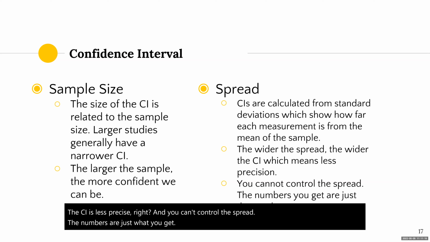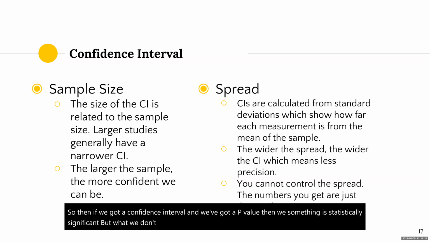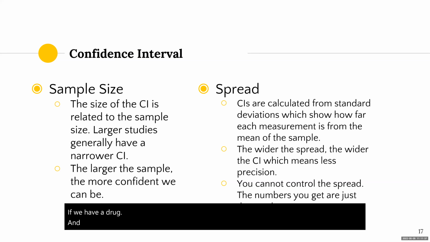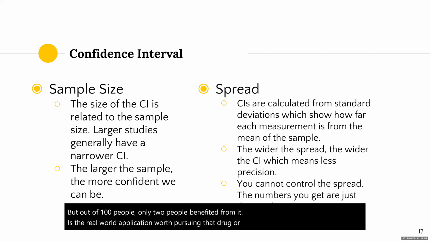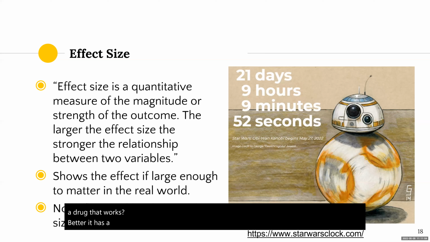So if we've got a confidence interval and a p-value, then we know something is statistically significant. But what we don't know is what the real-world application of this is, right? Because something can be statistically significant, but does it really matter? If drug A is statistically significant, but out of 100 people only 2 benefited from it, is it worth pursuing that drug, or going back and researching to make a drug that works better and has a larger effect size?